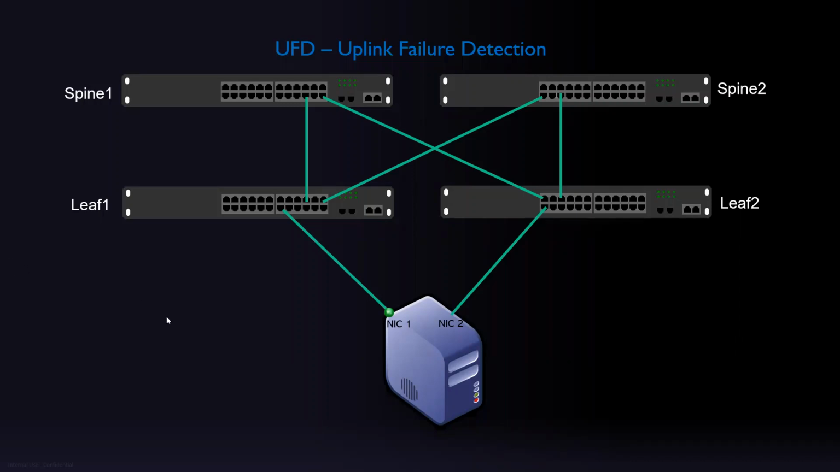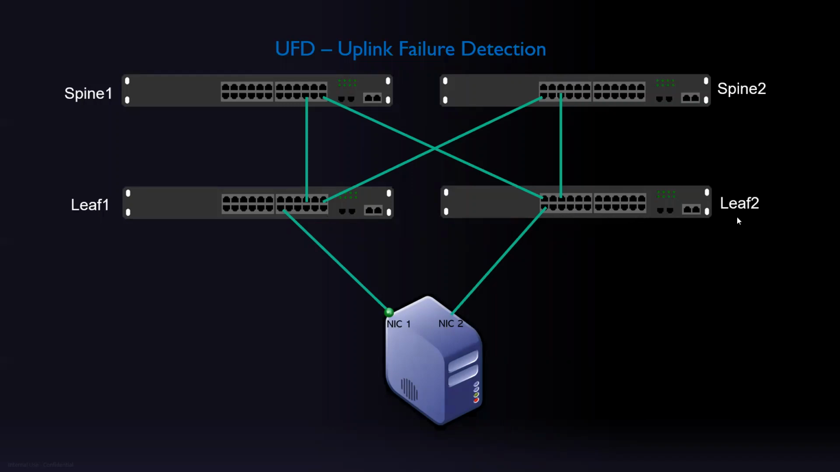Let's take a look at how we configure UFD, uplink failure detection. This is an example of a simple topology where we have two spine layer switches and two leaf layer switches. And we have one PC that has two network interfaces. One link faces leaf number one, the other link faces leaf number two.